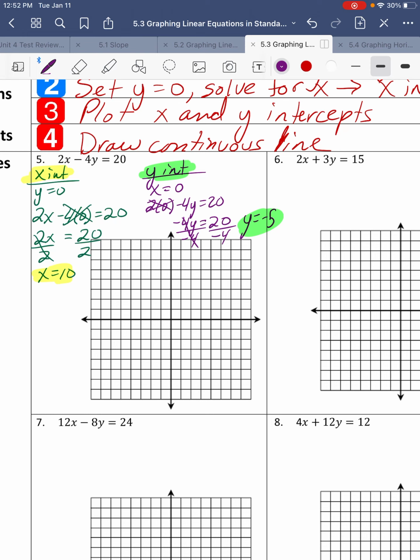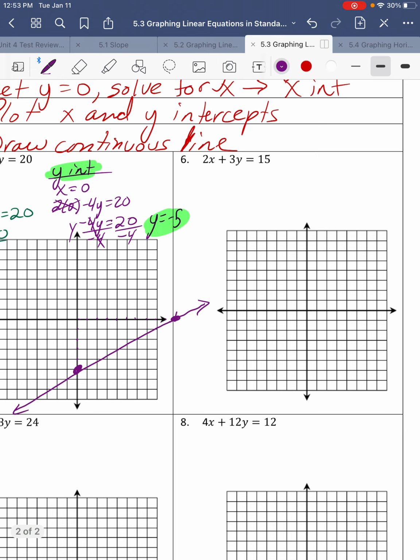So we're going to go on our x-axis, and we're going to go to the right 1, 2, 3, 4, 5, 6, 7, 8, 9, 10. Off the graph a little bit, that's fine. And then the y-axis is going to go down 5. 1, 2, 3, 4, 5. You have 2 coordinates. It's all you technically need to draw your linear continuous line.